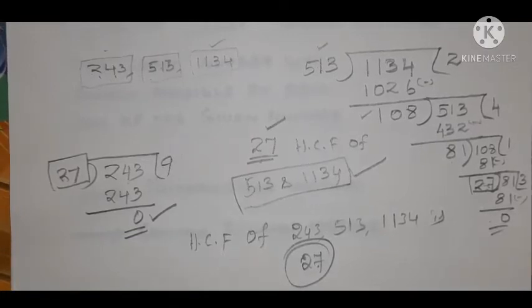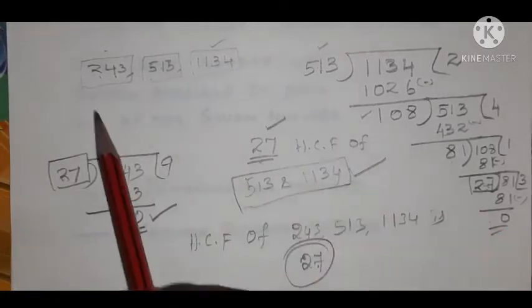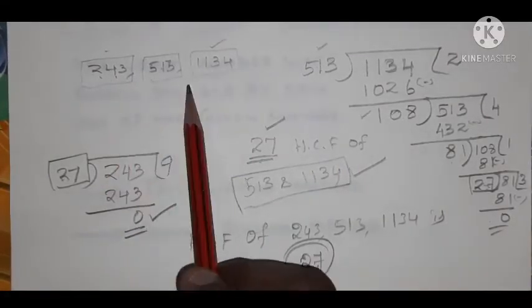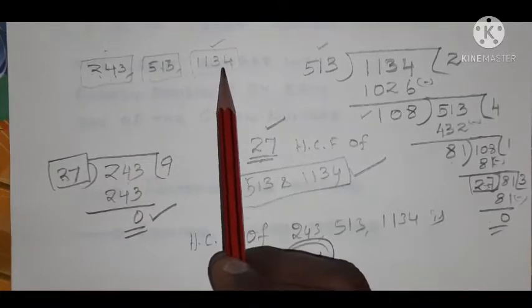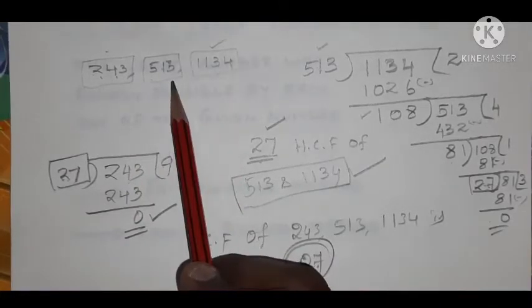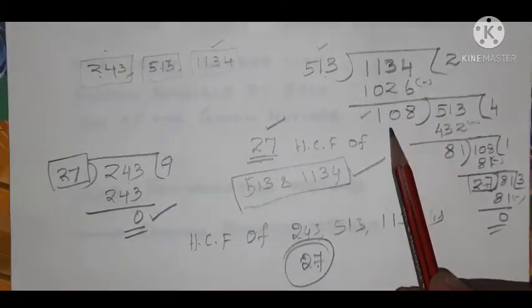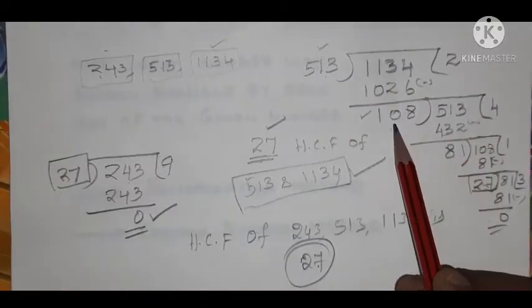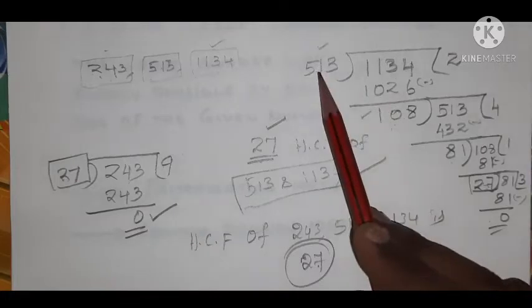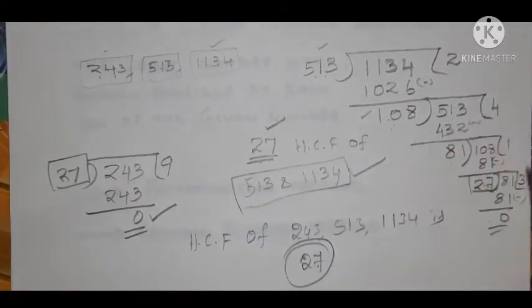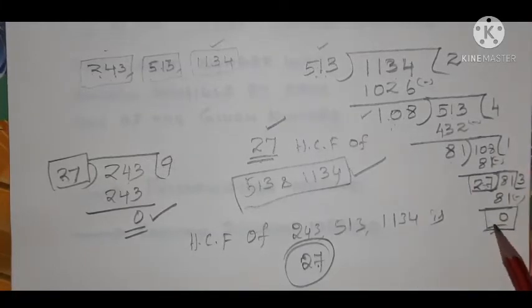So what are the steps? Once again, I'm repeating the steps. Look, we have to identify the larger number of the given numbers. We need to divide the larger number by the smaller one, right? So when we divide, we'll get a remainder. Now the remainder will become divisor and the divisor will become dividend, so that we divide until we get remainder 0. At this moment we should look at the divisor. What is the divisor?